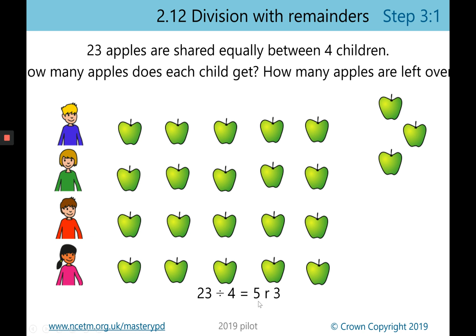The 5 represents the equal number of apples that each child gets, and the 3 represents the number of apples left over. So the children get 5 apples each, and there are 3 apples left over. Should we do another one?